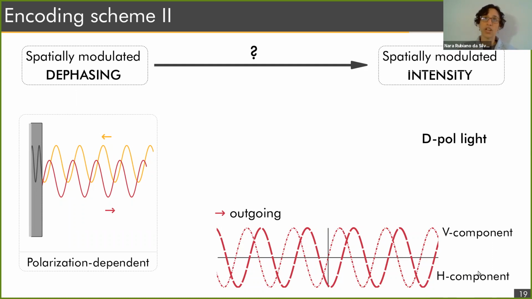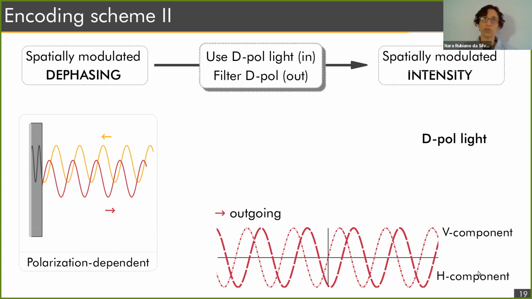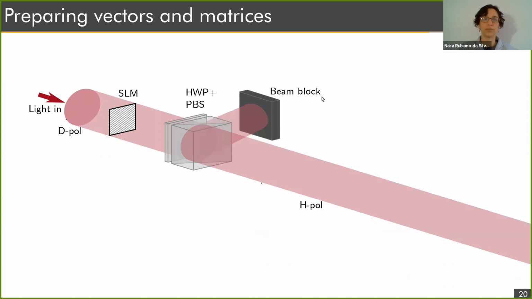But if we project in the end or filter the diagonal component of the outgoing wave, this will be transferred to the intensity of the field, of the light beam. And that's how we do it.